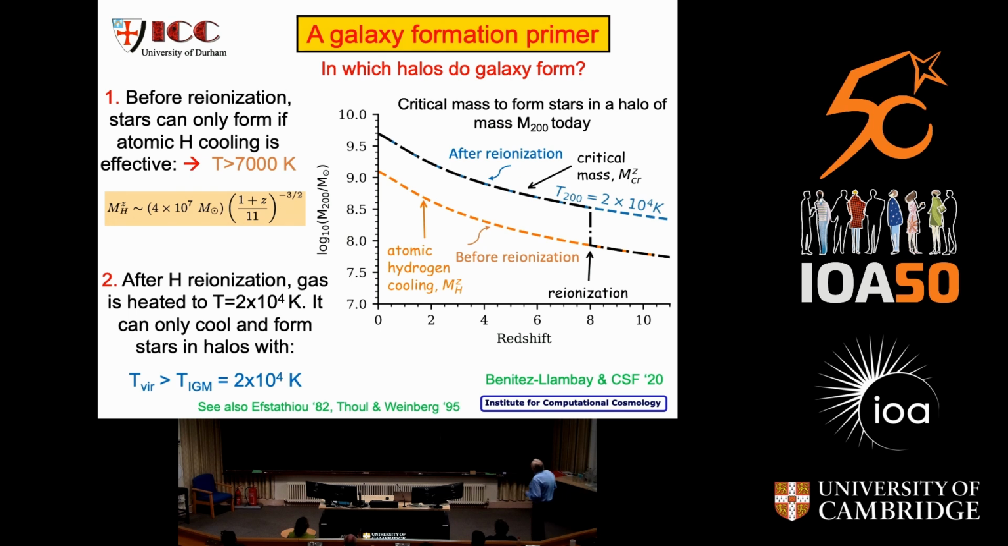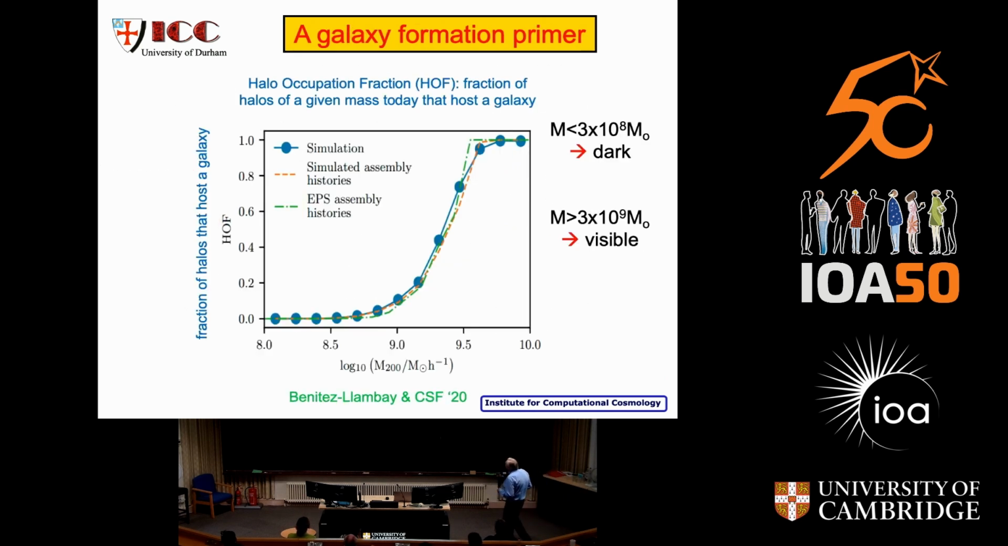You can work through these calculations, but this is the important result, that you can plot the fraction of halos that host a galaxy as a function of mass today. And what you find is that all halos with mass less than 3 × 10⁸ over here, they're all dark. All of them are dark. There's a majority of halos. Most CDM halos have never been near a baryon in their life, whereas all halos above 3 × 10⁹ are visible. And this is the answer to missing satellites and so on.